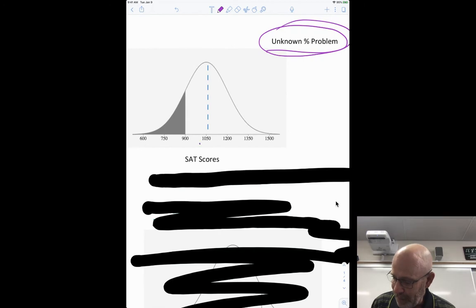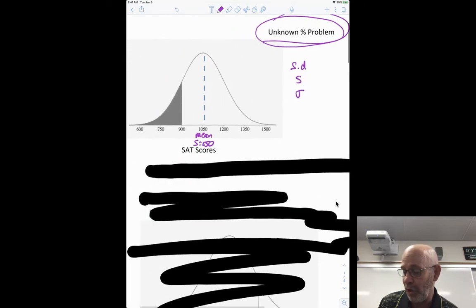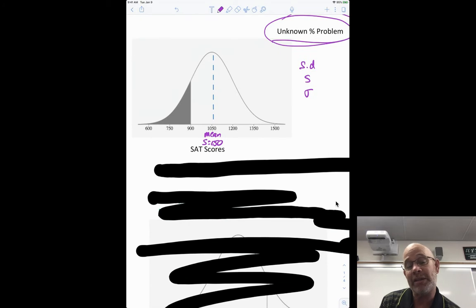So this is the mean, and the standard deviation is 150. Standard deviation, we're using SD. Sometimes we use S. Sometimes we use sigma. Those are all variables we use for standard deviation. So the question might be on this one, like what percent of the data, you can see my question, scored 900 or below? Or if you think about it as a percentile question, the person who got 900, what was their percentile on this test?